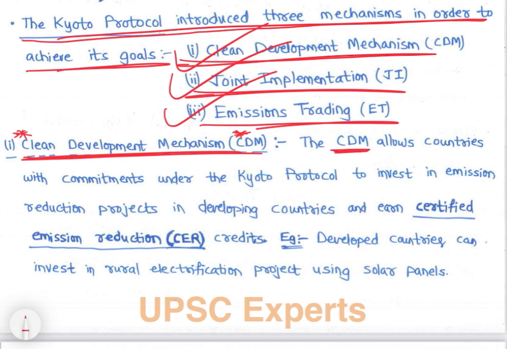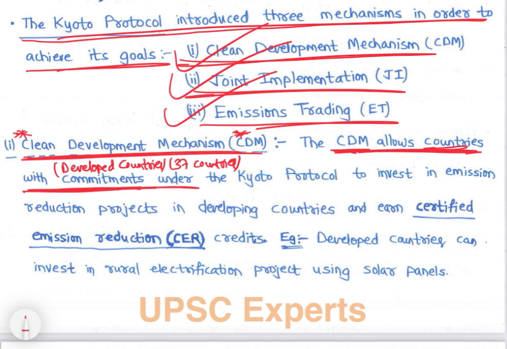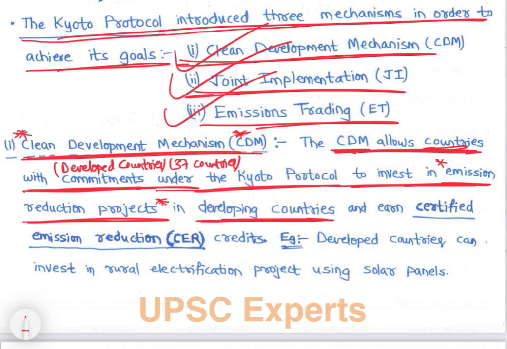So clean development mechanism allows countries with commitments. That is countries with commitments, they are developed countries, right. That is the 37 countries, right. It allows countries with commitment, that is 37 developed countries under Kyoto Protocol, to invest in emission reduction process in developing countries and earn certified emission reduction. So these are important. Certified emission reduction credits. ठीक है, ये credits मिलेंगे, right.